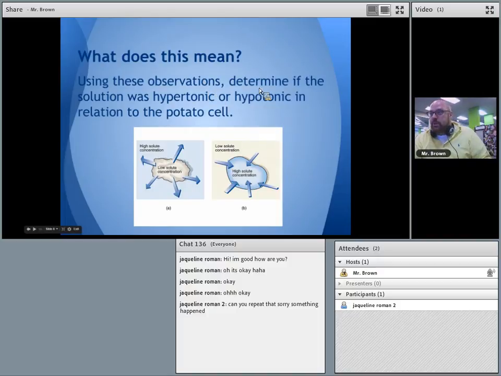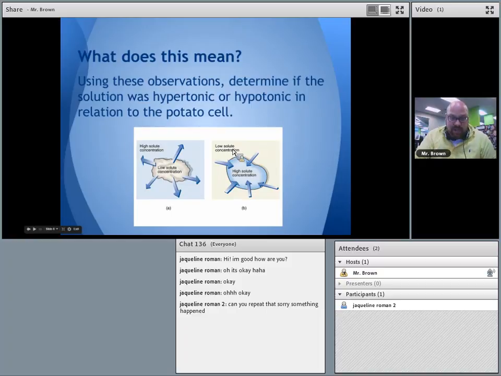Using observations, determine if the solution was hyper or hypotonic. In a high solute concentration, high salt, water is going to leave the potato. This is the salt water. This is hypertonic. There are some solutes, some particulates in tap water. You do have some metals and minerals in tap water. It's still safe for you to drink.